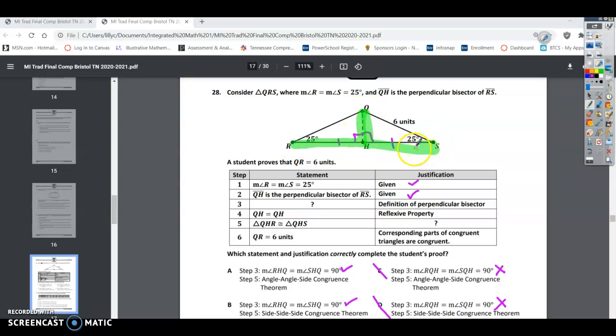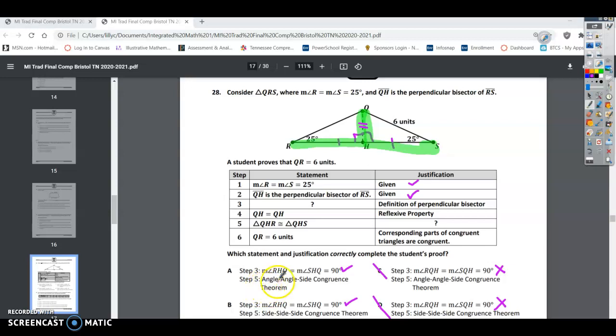by what? So we have an angle, we have a side, and we have an angle and another side that are congruent in these triangles here. So R is congruent with S. This angle here, RHQ and SHQ, they're congruent because they're both 90. And then we know that this is congruent with itself because it's the reflexive property. And then perpendicular bisector means that these two segments are also congruent. So let's see what we have.